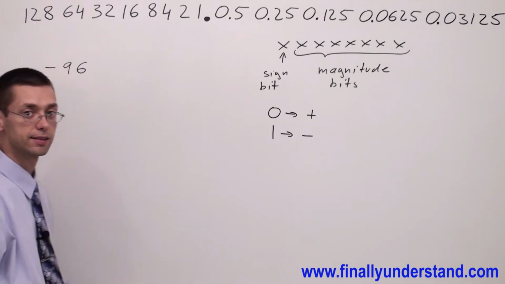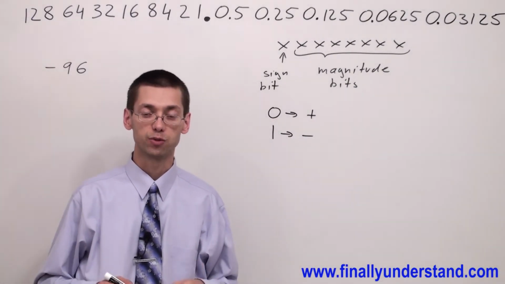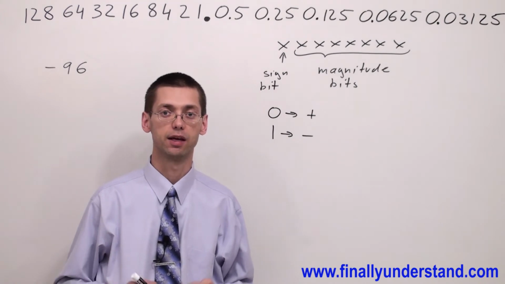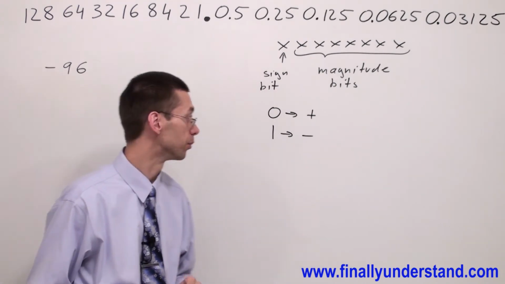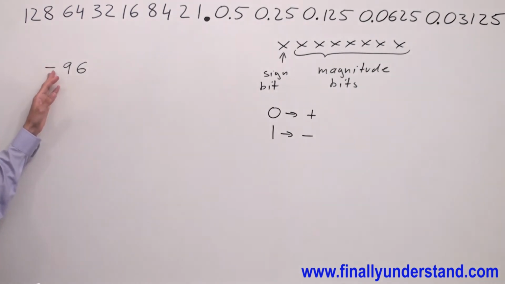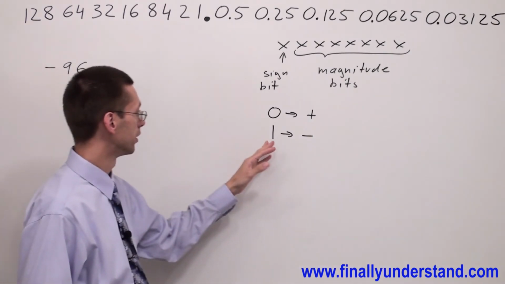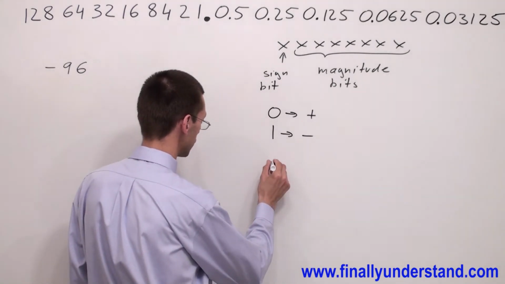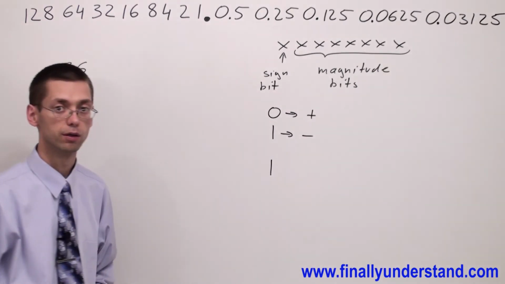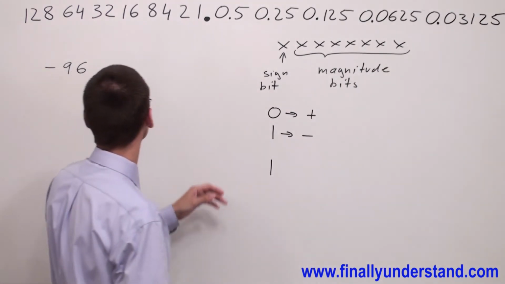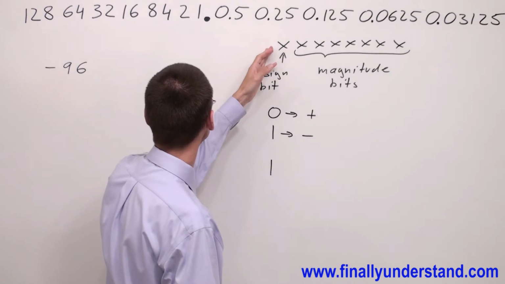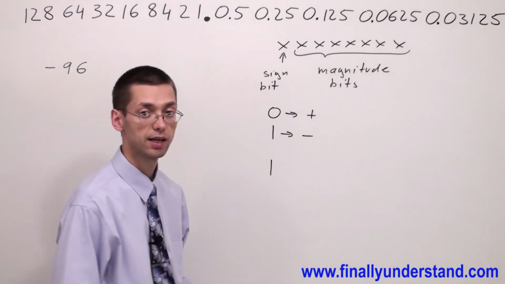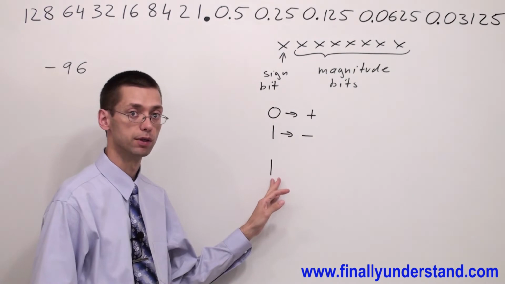Let's take a look at the next example. This time we're supposed to express negative 96 as an 8-bit sign magnitude number. Negative sign, we said, in an 8-bit sign magnitude number is represented by 1. That's why the very first bit of my answer is going to be 1. One more time, the leftmost bit is representing the sign. That's why I have 1 over here.